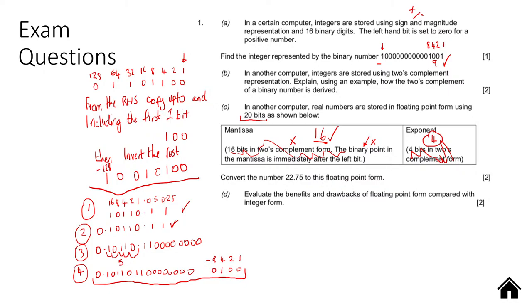Now, in this one, if anyone's got questions, please do ask them. I'm just moving through them how I would do it. Right, so evaluate the benefits and drawbacks of floating point form compared with integer form. Integer, just think, whole numbers. So the first thing, floating point.